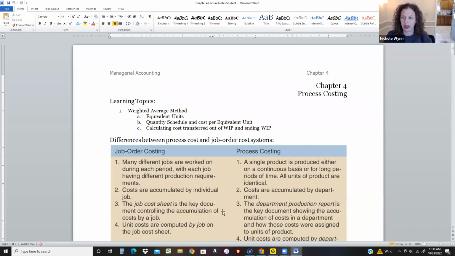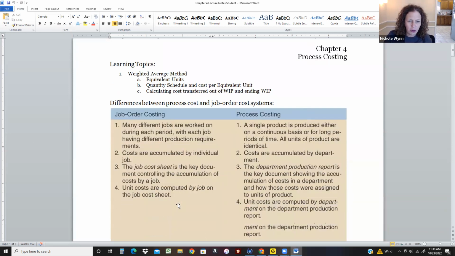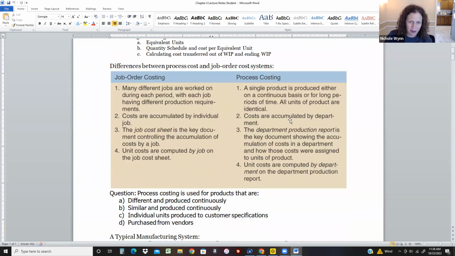And we're going to have different departments that are going to do different things to it. So if we're making cars, we might have a department that's working on the frame and another department that's working on the engine, another department that's working on the interior, and another department that does exterior. So there's multiple departments. So the first thing that we have here is that comparison.